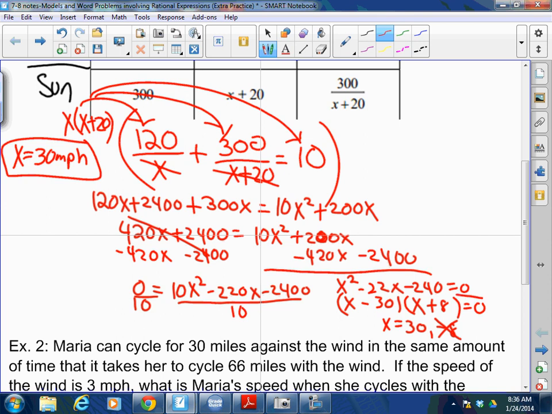Remember the zero product property. I don't have negative 30. I have x minus 30 gets set equal to 0, and then I have x plus 8 gets set equal to 0. Thank you, sir. Yes, sir.